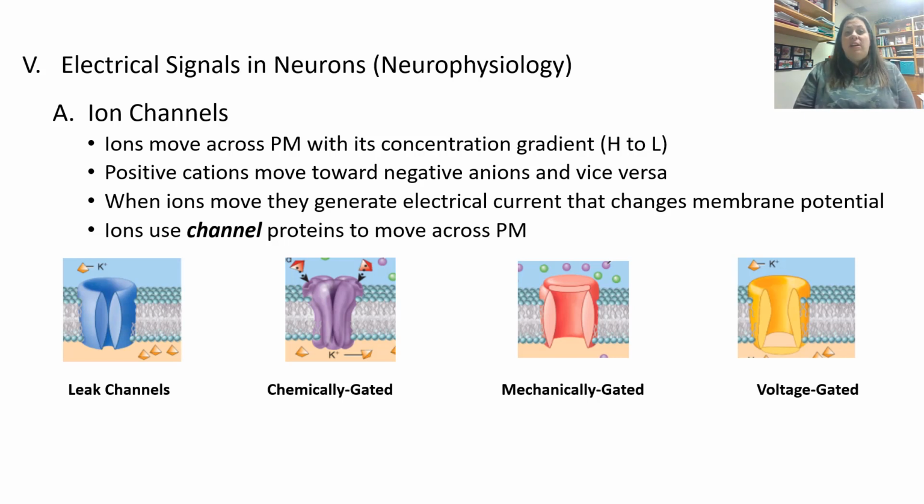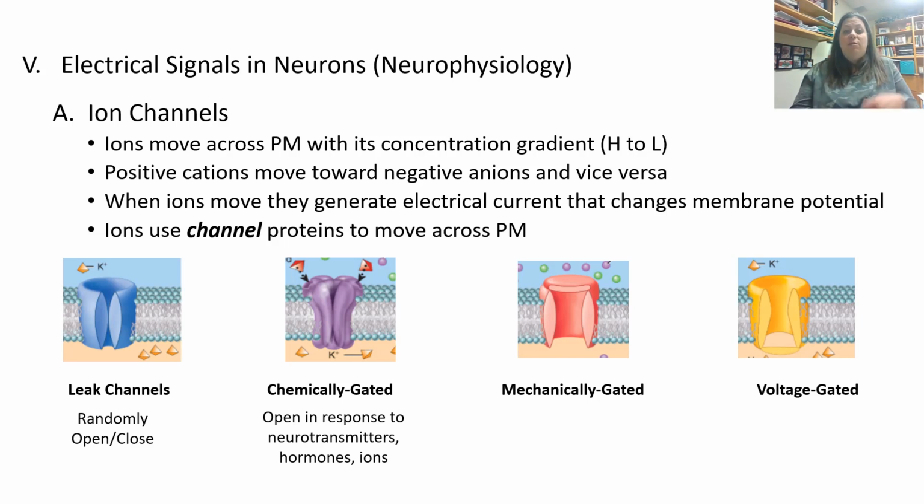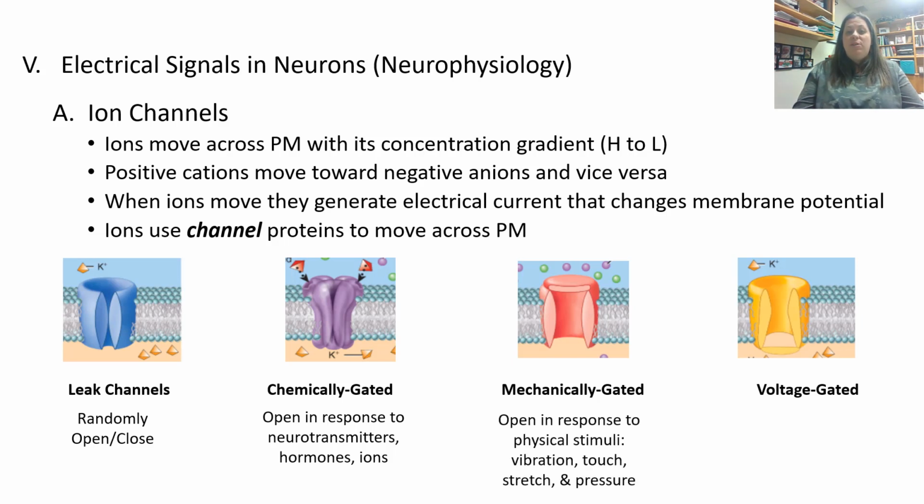These ions will use channels, and there are different types. There are leak channels. Leak channels are going to be randomly opened and closed throughout the neuron. We see there are chemically gated channels. These are going to open in response to normally a neurotransmitter, a hormone, an ion, something that actually binds chemically to the protein, and it causes the protein to open. We have mechanically gated channels. These are going to open in response to physical stimuli like vibration, touch, stretch, or even pressure.